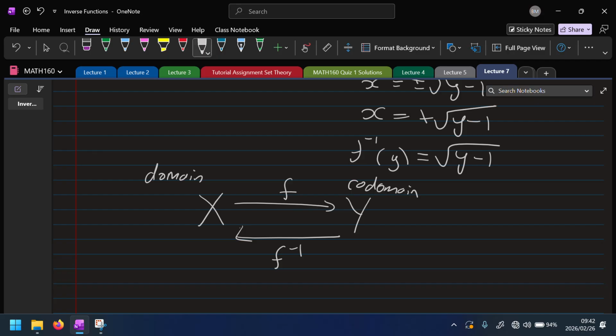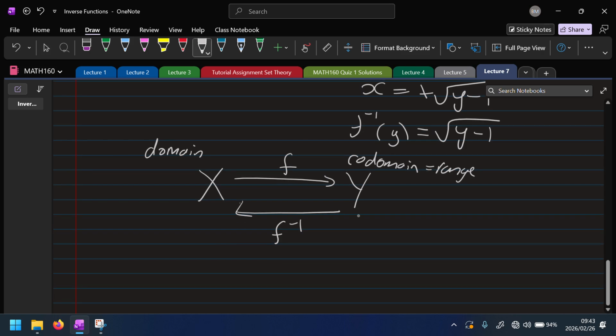Do you see that? Like we did yesterday with the composition. So f has to be surjective. So codomain equals range. Why? Well, because this now needs to be the domain for f inverse. So f has to be surjective. So that's number one. And number two, we'll see why it has to be injective.